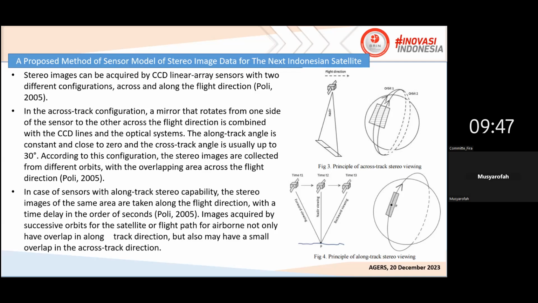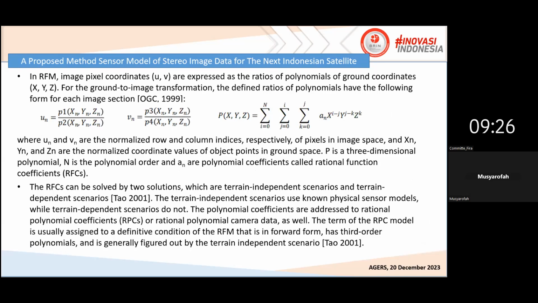In the case of a sensor with along-track stereo capability, the stereo images of the same area are taken along the flight direction with a time delay in the order of seconds. Images acquired successively along the flight path of an airborne or satellite sensor not only have overlap in the along-track direction, but also may have a small overlap in the cross-track direction.